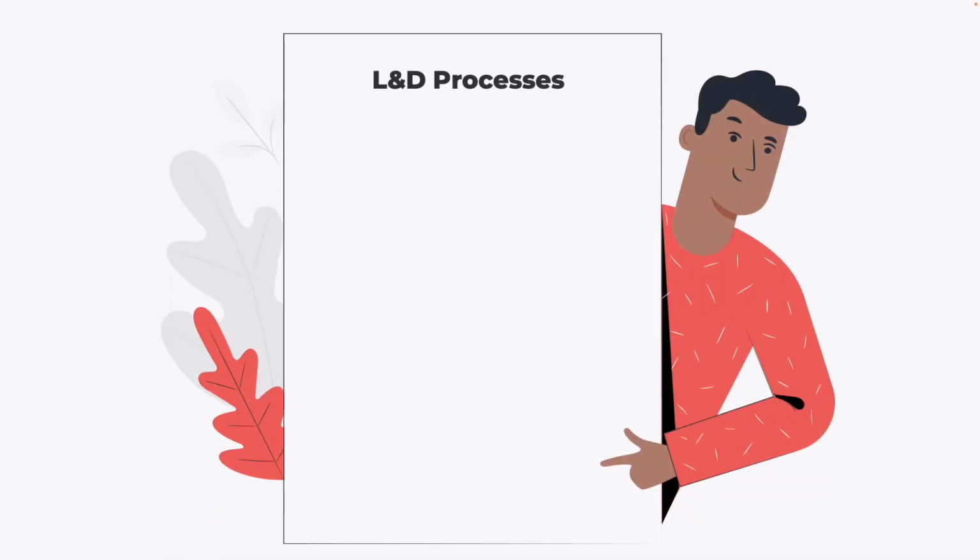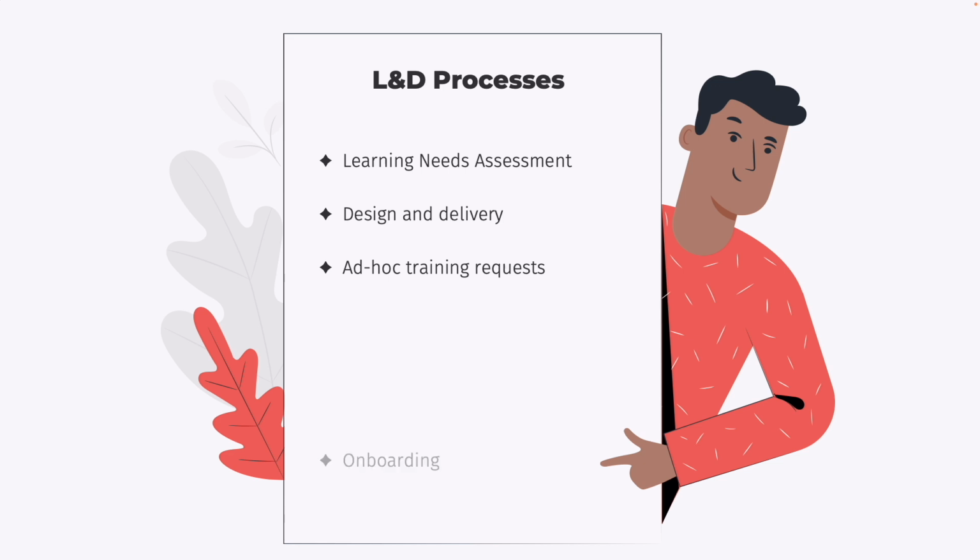These processes could include things like how the learning needs will be assessed, how the learning program will be designed and delivered, how to handle an ad hoc training request, what is the process of onboarding new people, how learning will be evaluated, or how to handle educational grants, and others.